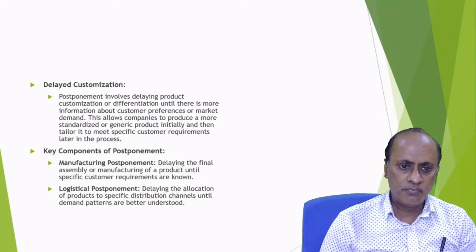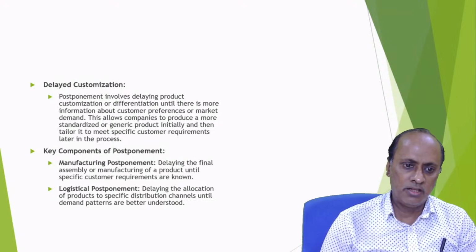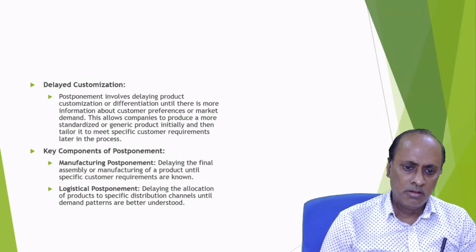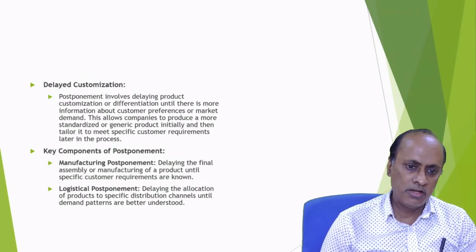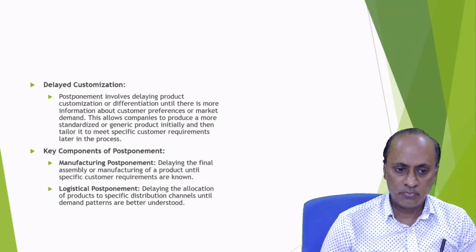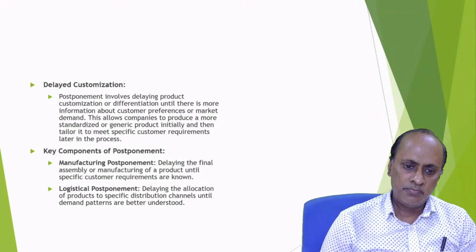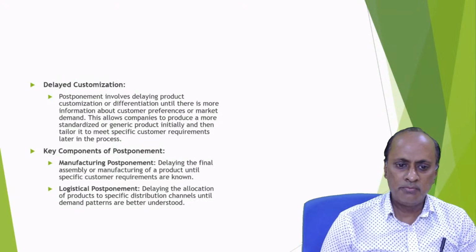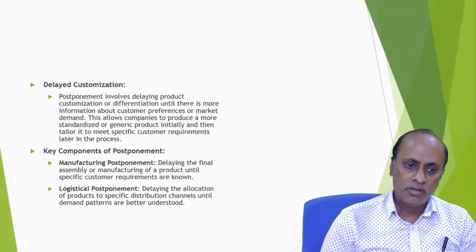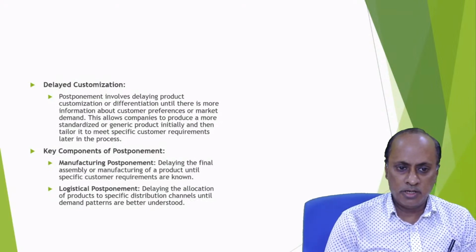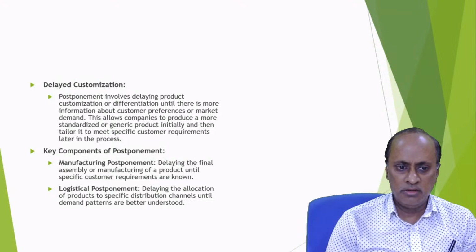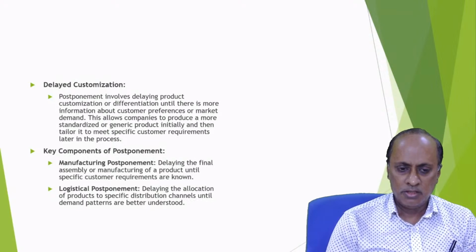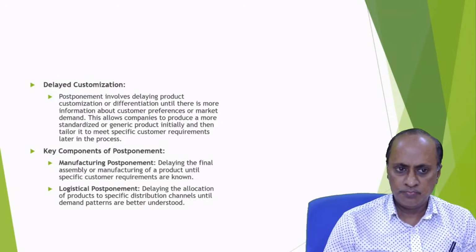So, key components of postponement: manufacturing postponement, delaying the final assembly or manufacturing of a product. So, we don't go for final assembly or final manufacturing of a product until the specific customer requirements are known. Then logistic postponement, delaying the allocation of products to specific distribution channels until demand patterns are better understood. So these two are key components of postponement. We delay the manufacturing, delay the final assembly of a product, and delay the distribution of the products.